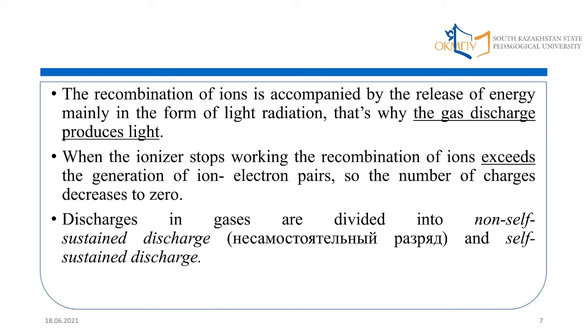The recombination of ions is accompanied by the release of energy, mainly in the form of light radiation. That is why the gas discharge produces light. When the ionizer stops working, the recombination of ions exceeds the generation of ion-electron pairs, so the number of charges decreases to zero. Discharges in gases are divided into non-self-sustained discharge and self-sustained discharge.